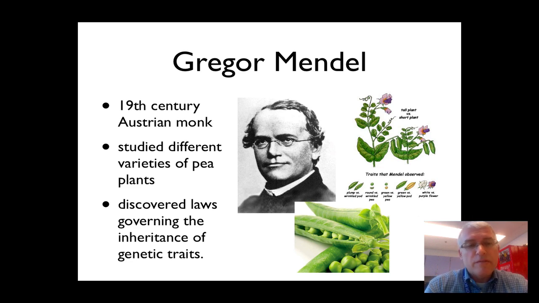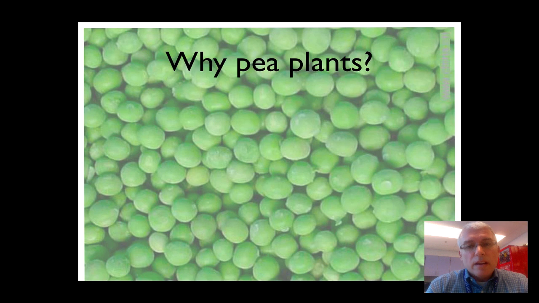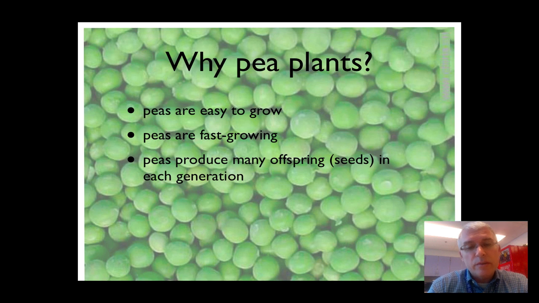And Mendel used these different varieties to study patterns of inheritance. In the process of doing his research, he discovered some laws that govern the inheritance of genetic traits. And when you have a law in place, you can then make predictions. So why did he pick pea plants? Well, pea plants are very easy to grow, and they grow quickly. So you can get many generations in one season.